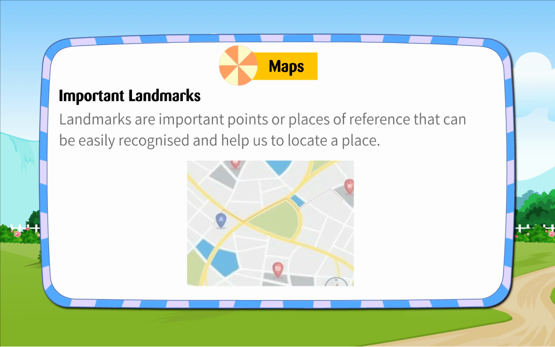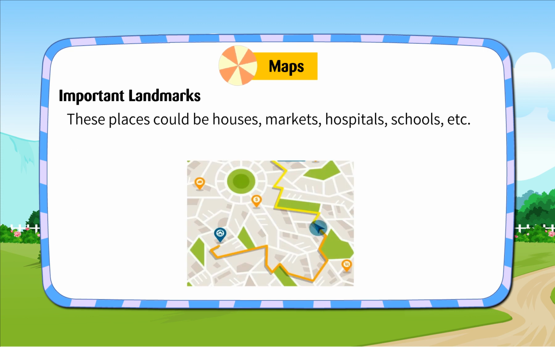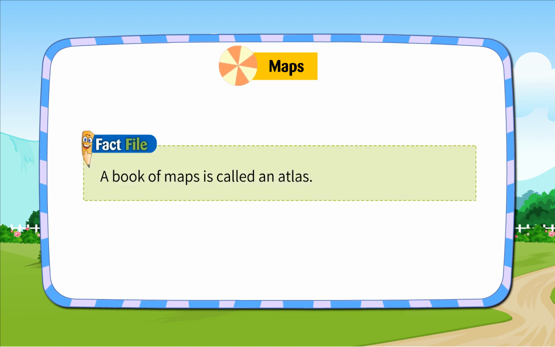Important landmarks. Landmarks are important points or places of reference that can be easily recognized and help us to locate a place. These places could be houses, markets, hospitals, schools, etc. When we are telling someone the way to a particular place, we should be accurate or else they could get lost. Fact file: a book of maps is called an atlas.